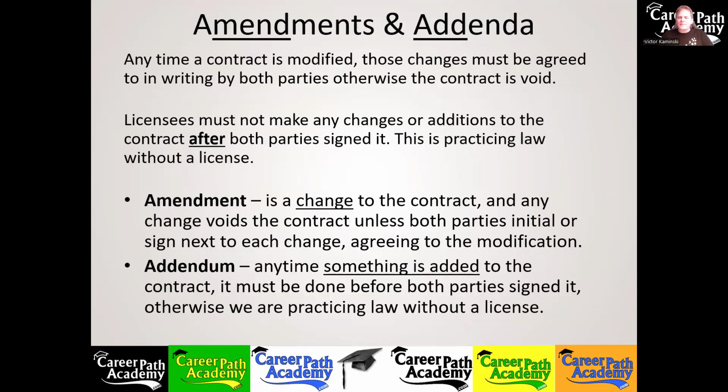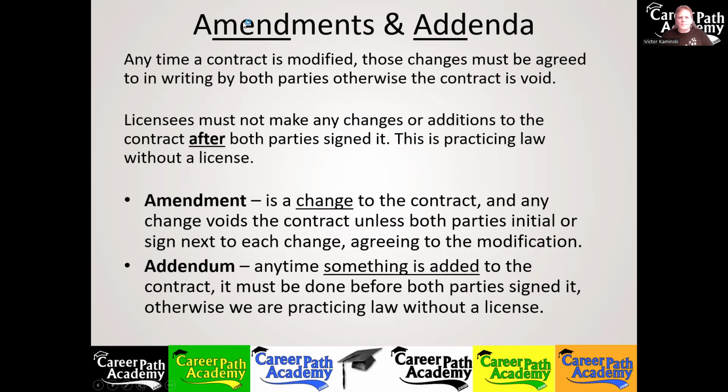Now, the terms amendments and addenda. We should familiarize ourselves with these. We often use them when dealing with contracts. So anytime a contract is modified, those changes must be agreed to in writing by both parties. Otherwise, you just voided the contract. And you know what a void contract is? It's not a valid one. What does that mean? It's not legally enforceable. So licensees must not make any changes or additions to a contract after both parties have signed one. This is practicing law without a license.